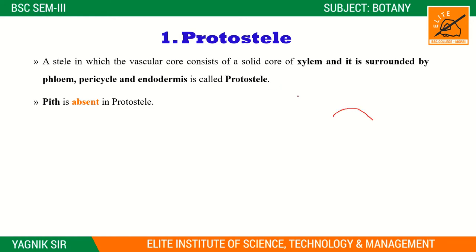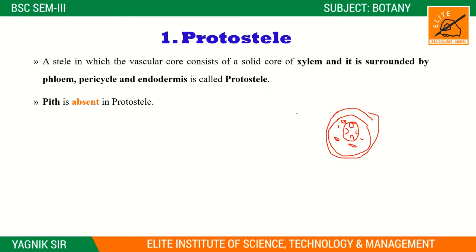So here the outer layer is the endodermis, then the pericycle, and then phloem surrounding the xylem. On the inner side xylem is present, and on the outer side phloem is present, and this arrangement is called xylem surrounded by phloem. Here xylem is present, here phloem is present, and this xylem and phloem are covered with the pericycle and a single layer of the endodermis.